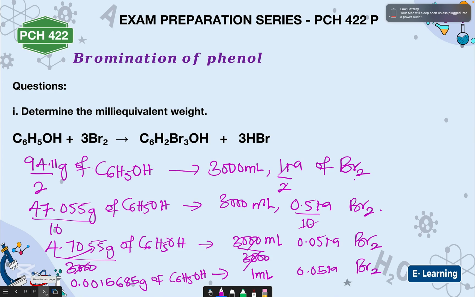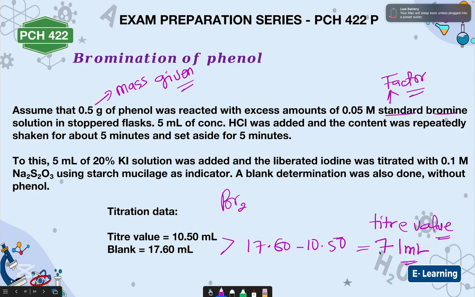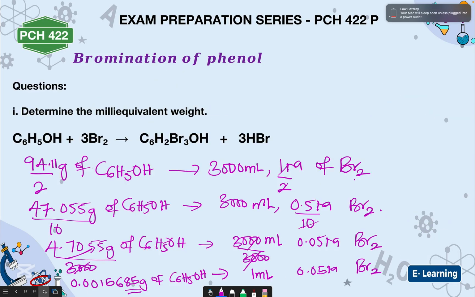Now, at the end of the day, what do you think we can actually do? So this is your milli equivalent. When they say the milli equivalent, this is the milli equivalent weight they are expecting you to use. That's the milli equivalent. We've already calculated the titer value to be 7.1 ml. All right.